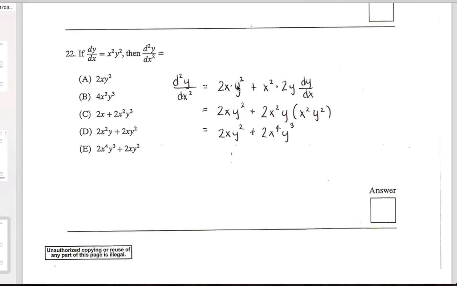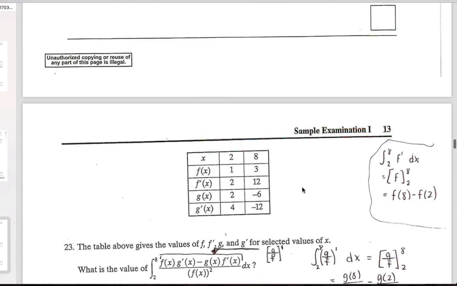How did I know I had to do that? Because this answer wasn't an answer choice. It was only in terms of x and y. So I put that in, I simplify it, and I'll get an answer.